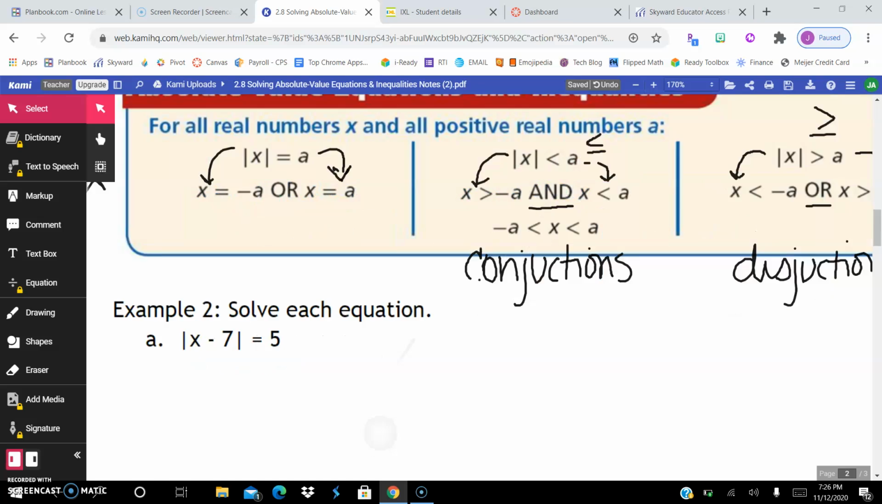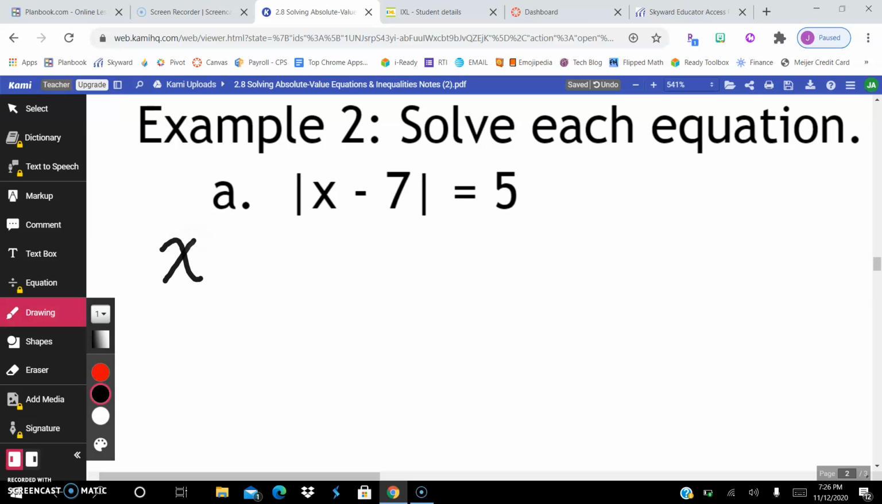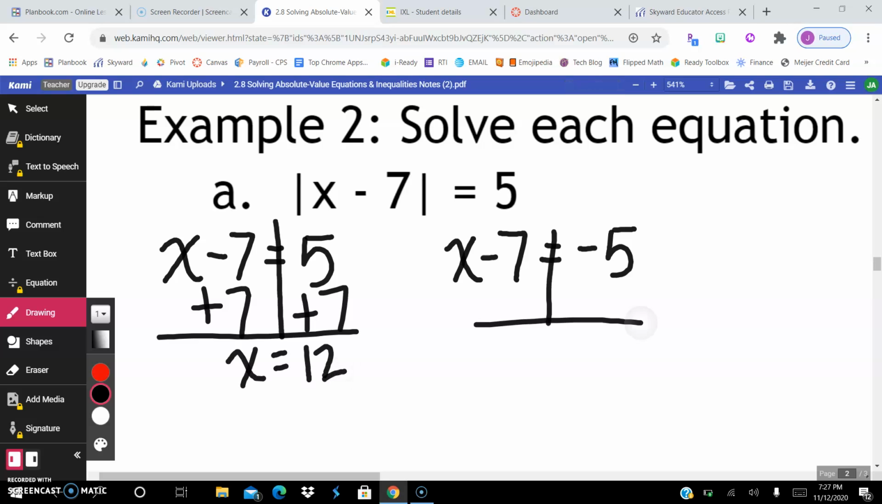So moving on to solve some of these, the first one is the absolute value of x minus 7 equals 5. So we're going to break this up into two problems. x minus 7 equals 5, one without the absolute value, and then one without the absolute value where the a is opposite, so that 5 is now negative. I'm going to add 7 to both sides. You're going to have x equals 12. And then for this one, we're going to add 7 as well, and negative 5 plus 7 would leave us with 2. And this is an or, so x is either 12 or it's 2.